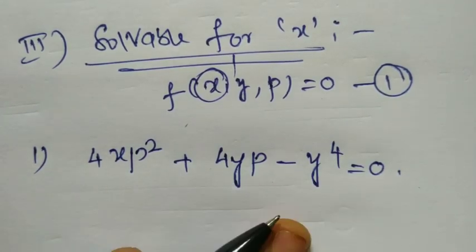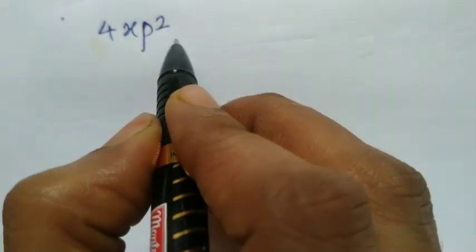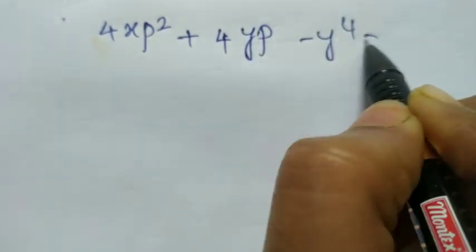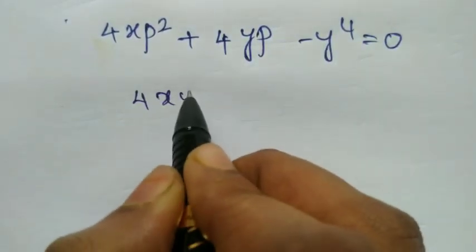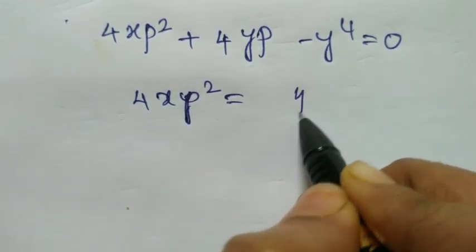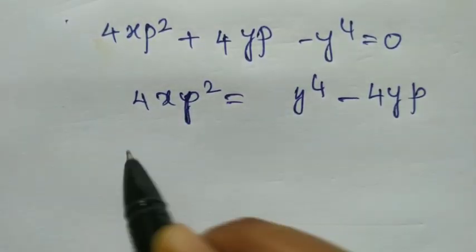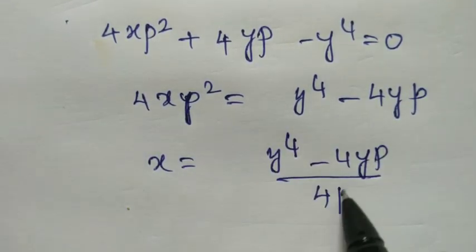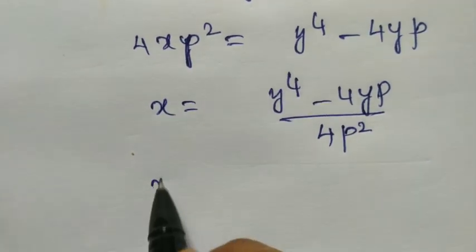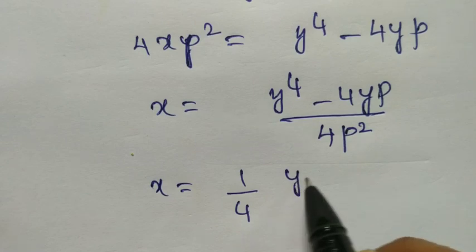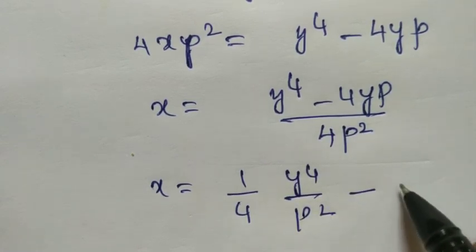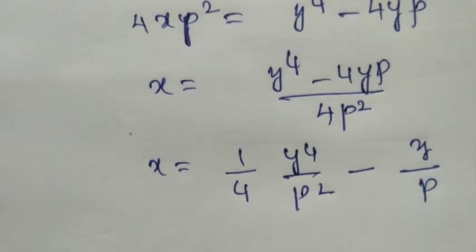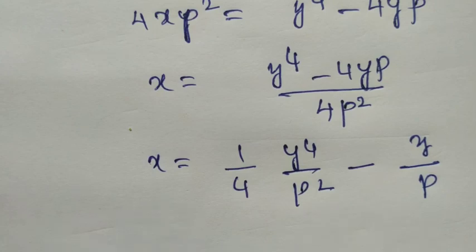This case belongs to solvable for x. Coming to the solution, 4xp square plus 4yp minus y power 4 equals 0. Here 4xp square equals y power 4 minus 4yp. Then x equals y power 4 minus 4yp by 4p square. Then x equals 1 by 4 of y power 4 by p square minus y by p.